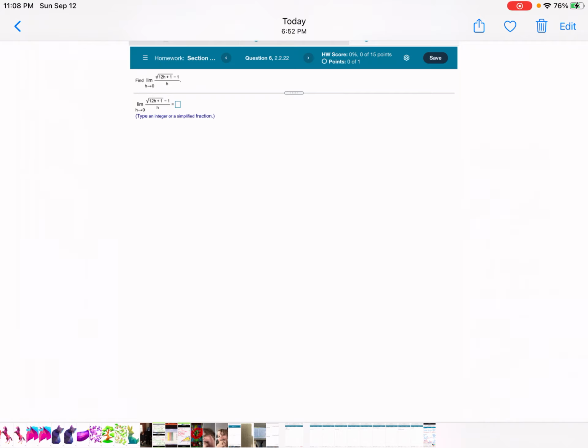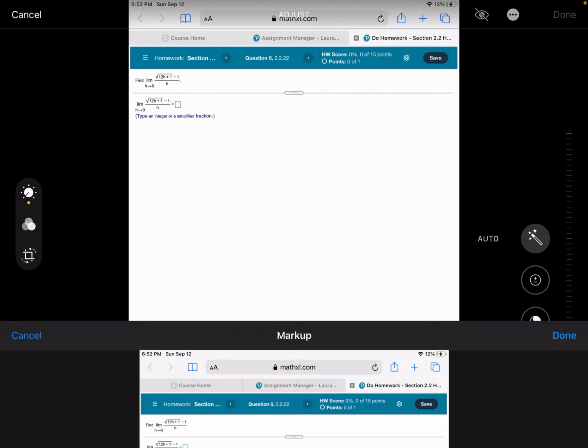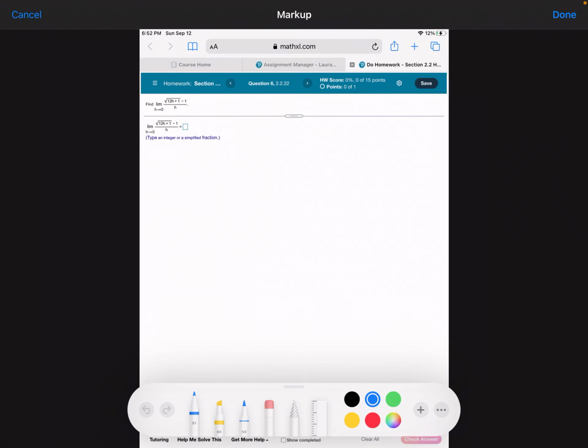Okay, let's look at number 6. Notice that this is actually the difference quotient, or the slope of the tangent line. Anyway, we want h to go to 0.